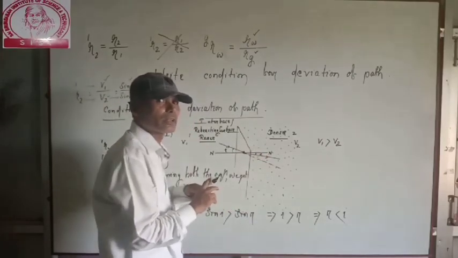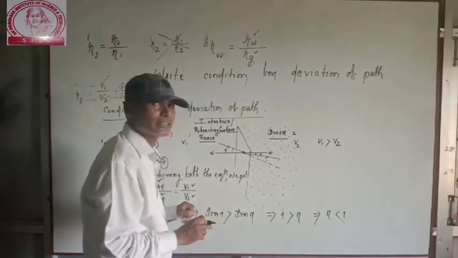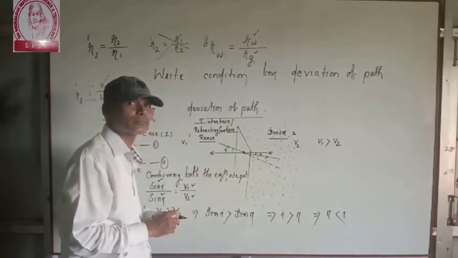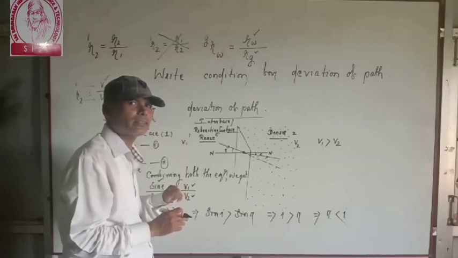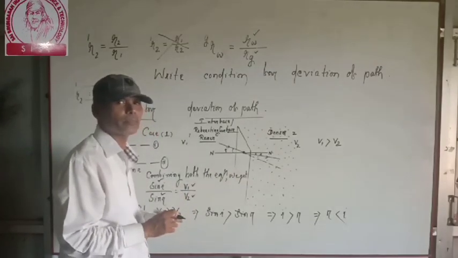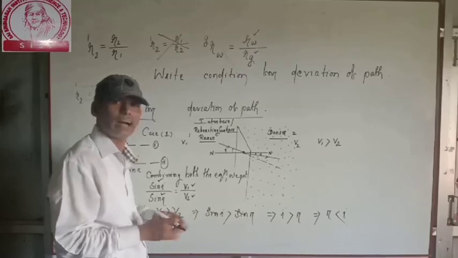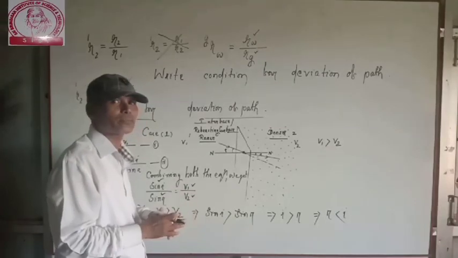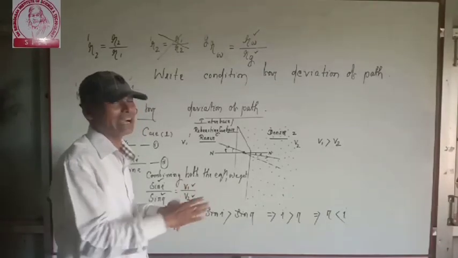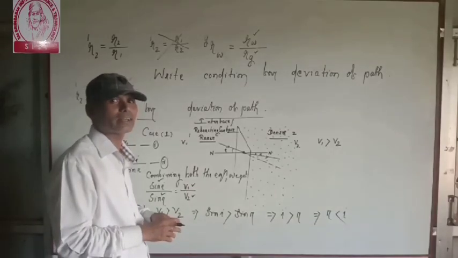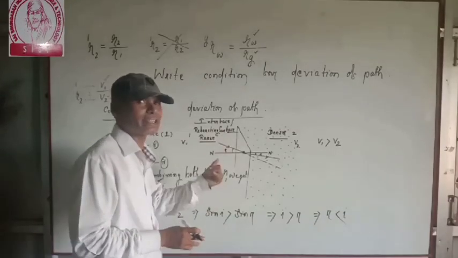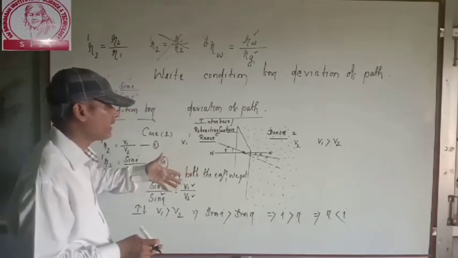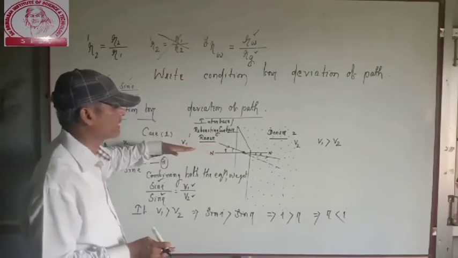Because in that case, sin I will be less than sin R because V1 is less than V2. So I is less than R means R is greater than I. That's why the refracted ray bends away from the normal, and that is the alternate case of case 1. That is case 2, when the ray propagates from denser medium to rarer medium.